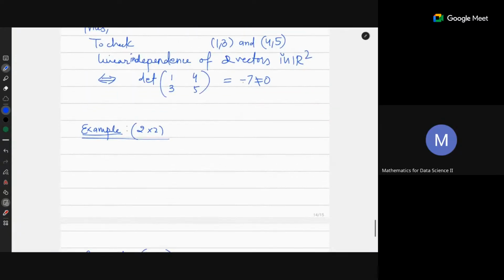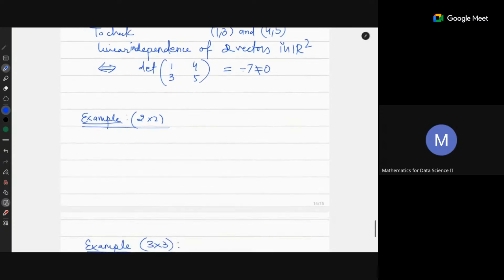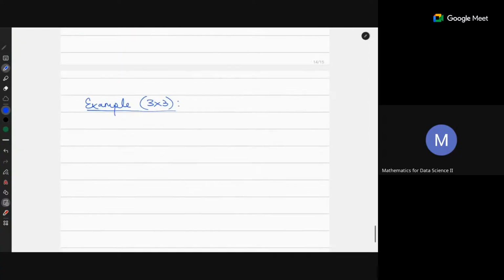Right. So let me take an example in 2 cross 2. I have already taken an example, so let's not go there. In case of 3 cross 3, let's say you have these three vectors, and I will ask you to quickly check and tell me whether these three vectors are independent or not. I'm giving a simpler vector in R3.